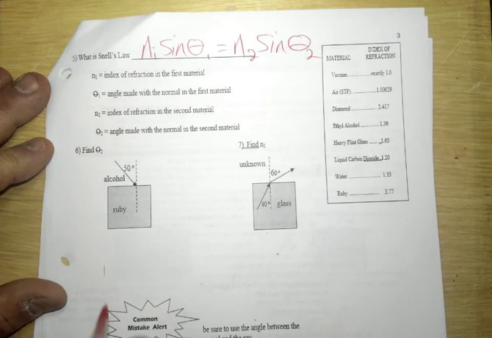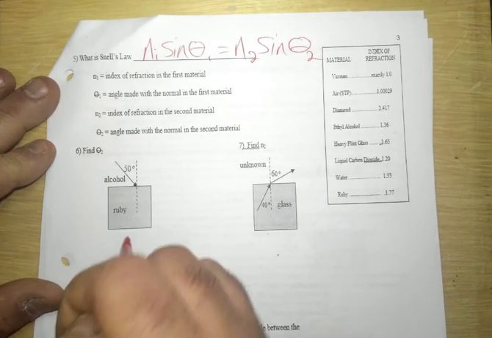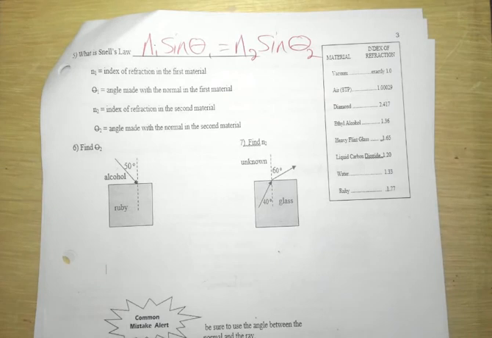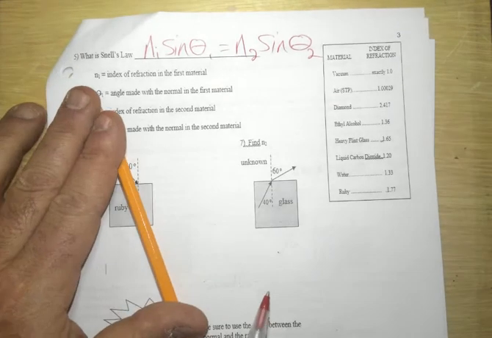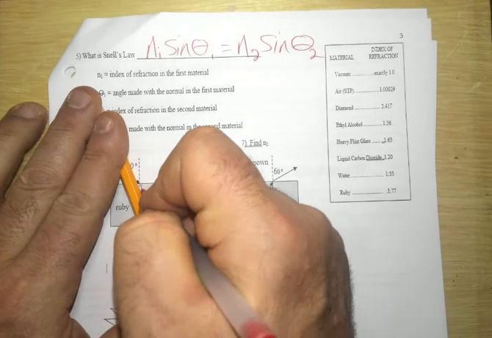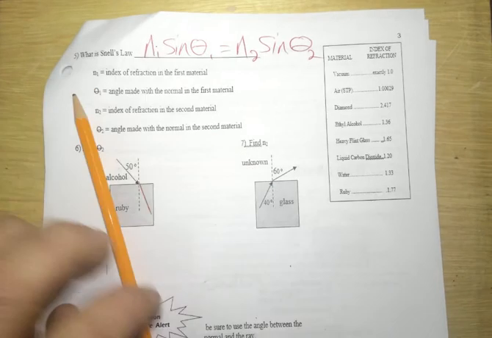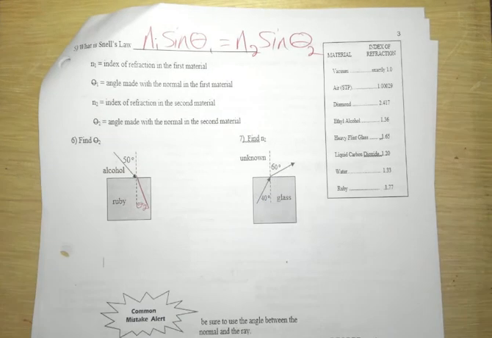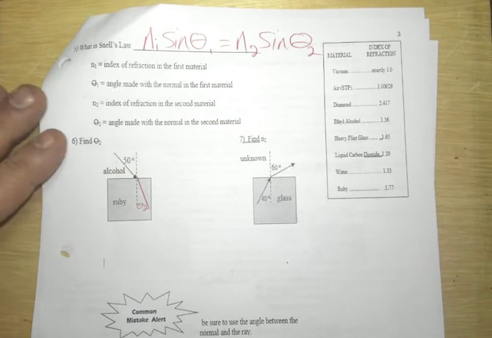So, number 6, find theta 2. We're going from alcohol to ruby. Ruby is a glass kind of a thing, alcohol is a liquid kind of a thing, so we'd expect the ruby to be more dense. So it is going to be the slower material. The more dense, the slower light travels through it. So it's going to slow down to a smaller speed, so it's going to have a smaller angle. The theta 2 here is going to be smaller than 50 degrees. But how much smaller? That's what we're going to be looking at.